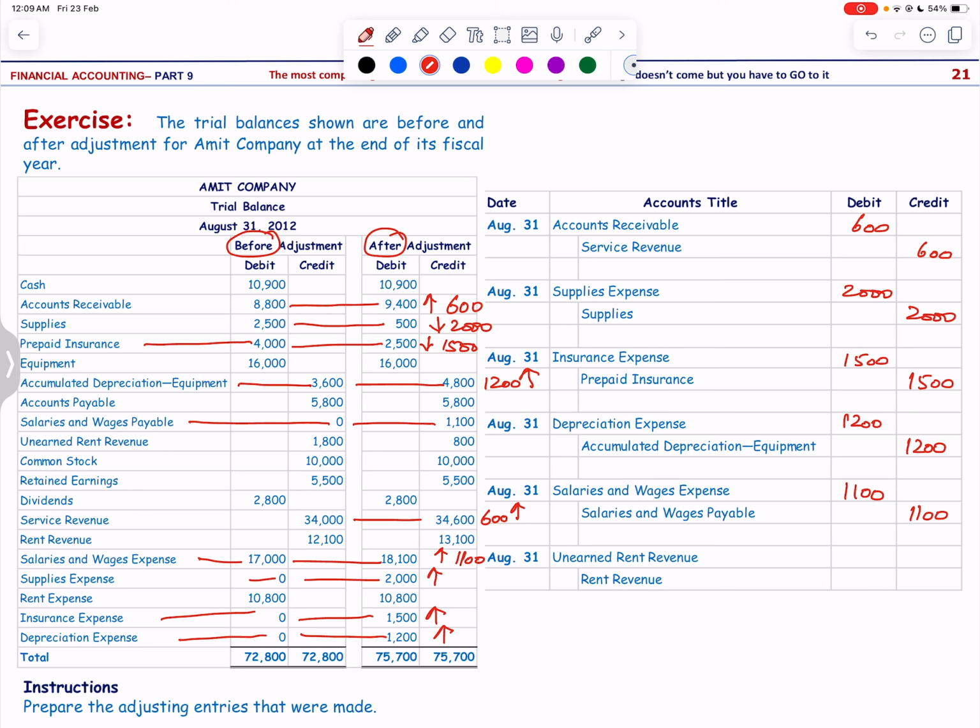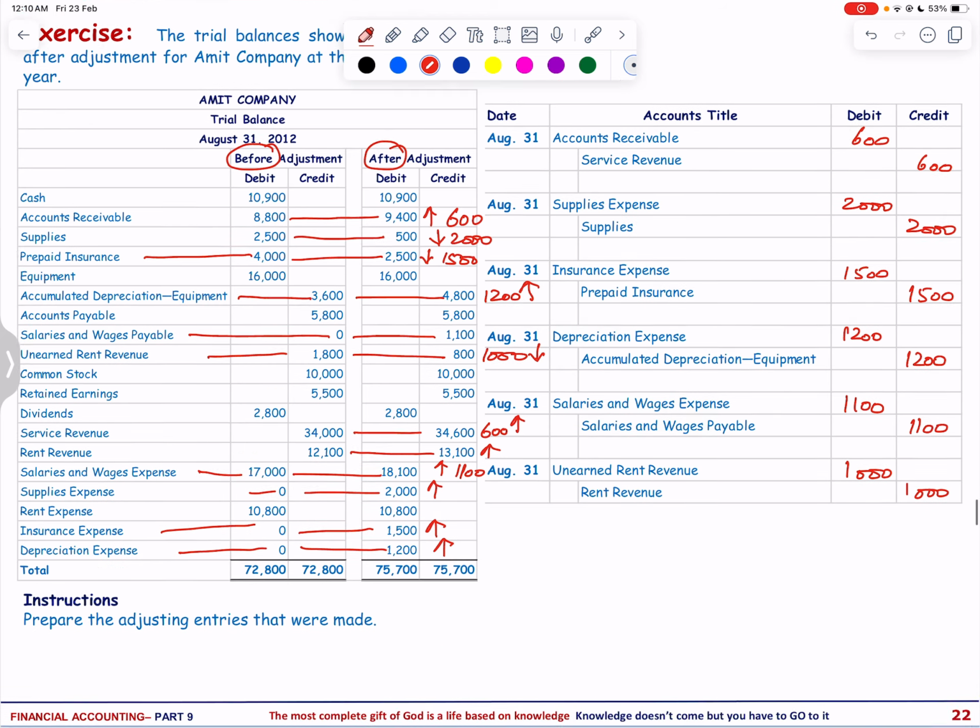Finally, you can see that the unearned revenue has decreased by 1000. If unearned revenue has decreased, it means that the revenue has increased by the same amount, and you can see that revenue has increased by 1000. So unearned revenue is debit by 1000 and rent revenue is credit by 1000. Okay, let us go to the next exercise.